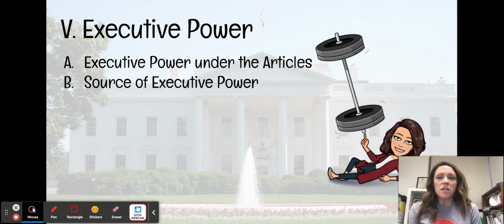Okay, so I want you to think, and we'll talk about this in class, think about some other clauses or some other amendments that we've talked about that might be kind of similar to the wild card clause.